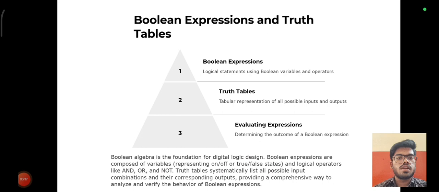Boolean algebra is the foundation for digital logic design. Boolean expressions are composed of variables and logical operators like and, or, and not. Truth table systematically lists all possible input combinations and corresponding outputs, providing a comprehensive way to analyze and verify the behavior of Boolean expressions.